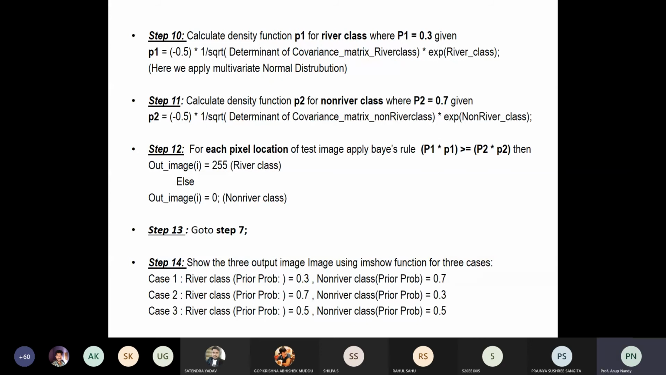Are you understanding? If you have a 4 cross 4 image, a total of 16 values, these 16 values will be a combination of 0 and 255 at the 16 positions. Now, in order to make it an image, you have to resize it from 16 to 4x4. That is the thing that I wanted to tell you.